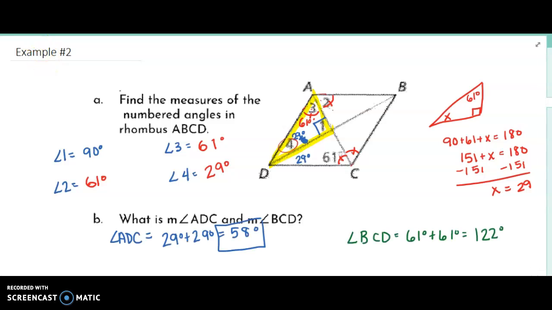All right, so angle ADC, remember we found angle 4 to be 29 degrees, so that means both of these angles are 29 degrees. And ADC would just be 29 plus 29, which is 58. Okay, angle BCD, we know this is 61 degrees, so this has to be 61 degrees. So 61 plus 61 is 122. And if you notice, 58 plus 122 is 180 degrees, and they should be supplementary. 122 plus 58 is 180, so we are good.